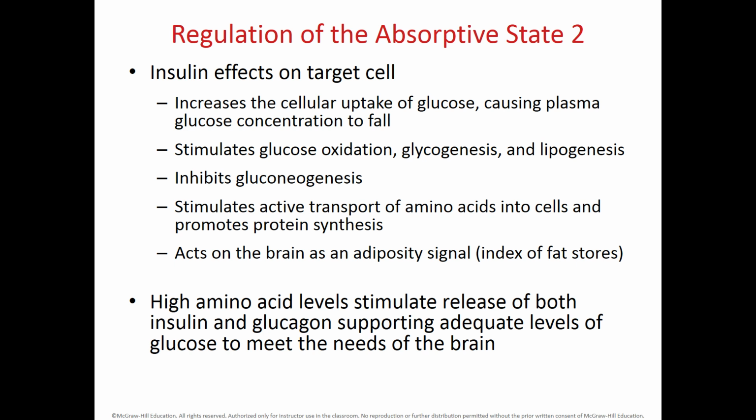So insulin is going to inhibit the formation of glucose out of amino acids and proteins. So it's going to inhibit gluconeogenesis. And it's going to also stimulate the transport of amino acids if you have amino acids in your bloodstream, so you can form proteins. So again, insulin is an anabolic hormone, and it is going to send a signal into the brain that acts as an adiposity signal. So it will send a signal to tell our brain the index of fat stores. And when you have high amino acids, you will stimulate the release of insulin and glucagon, supporting adequate levels of glucose to meet the needs of the brain.